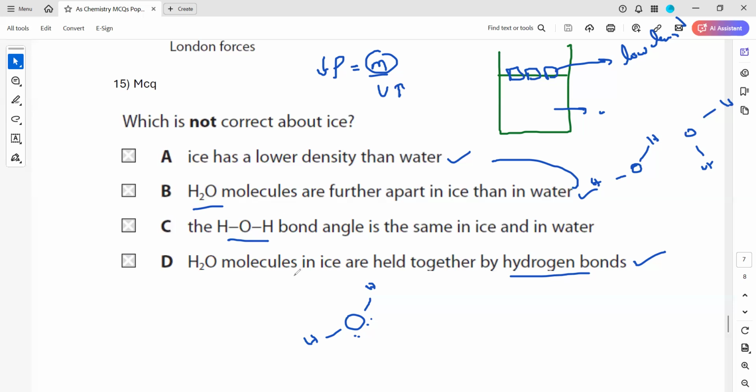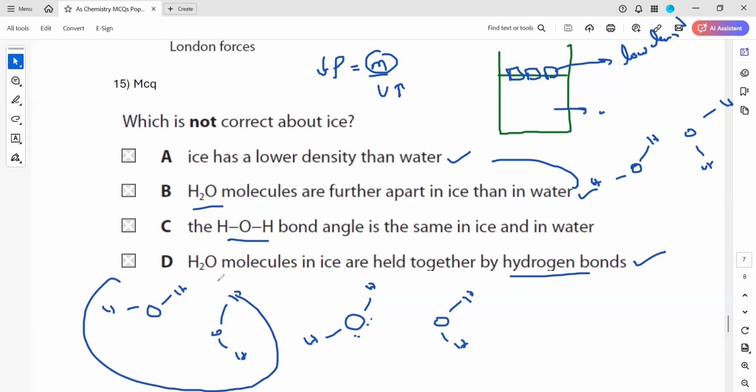If the bond angles were the same, it would mean that the density should also be the same. But they have different bond angles, like the H2O molecules in water, a liquid state, and the H2O molecules in the solid state. Their bond angles are a bit different. That's why in the solid state it has a different density, and in the liquid state it has a different density. So that's why C is not correct.